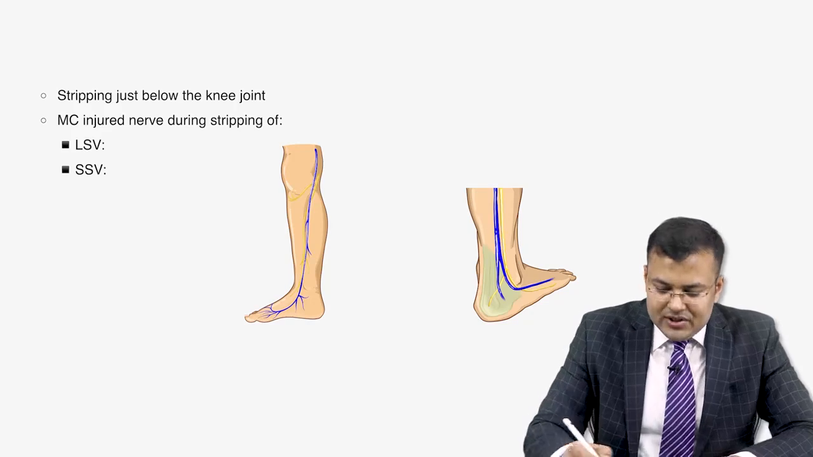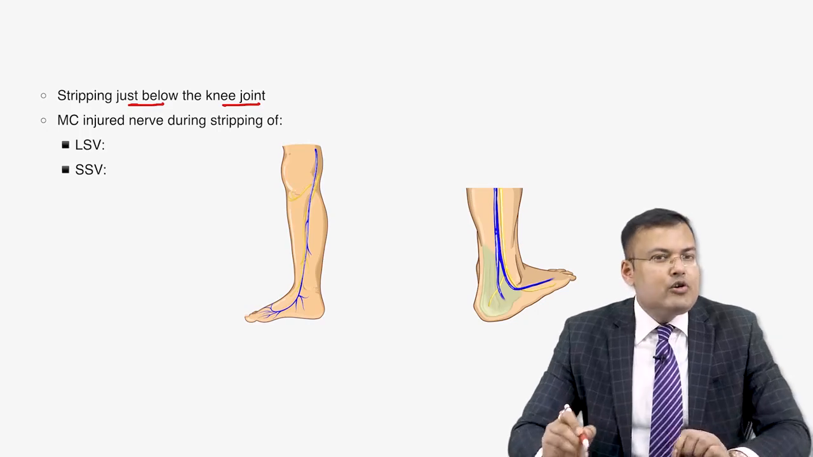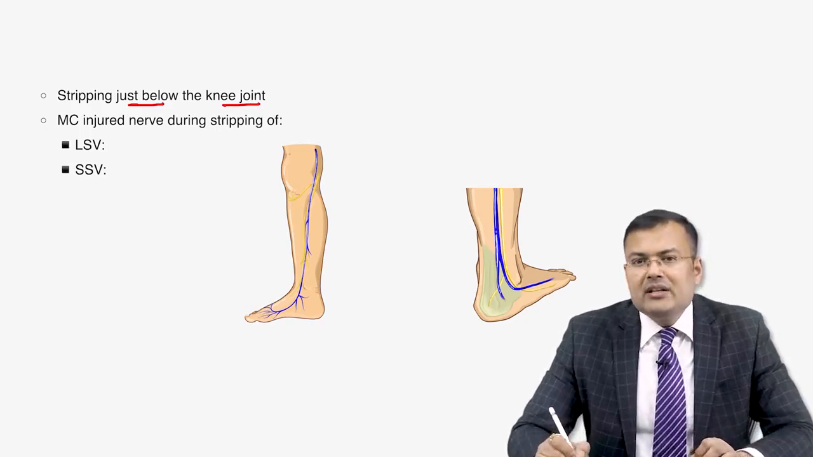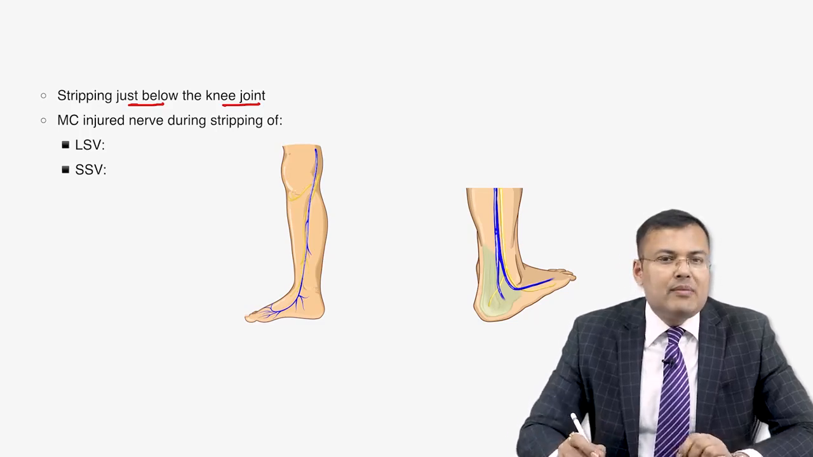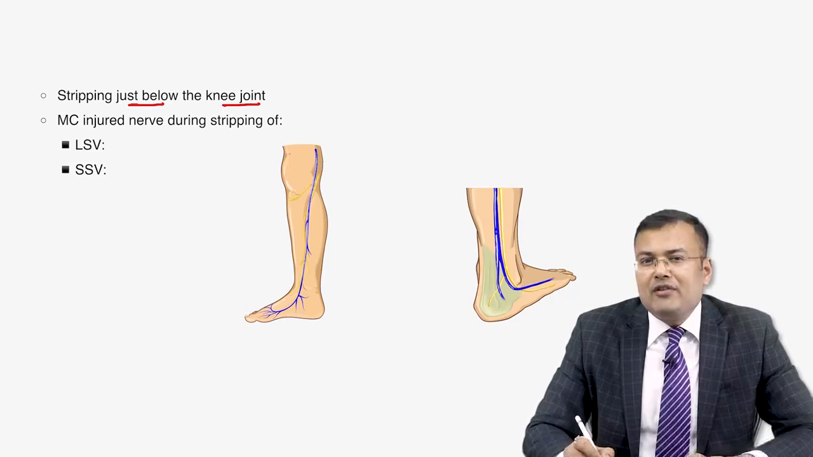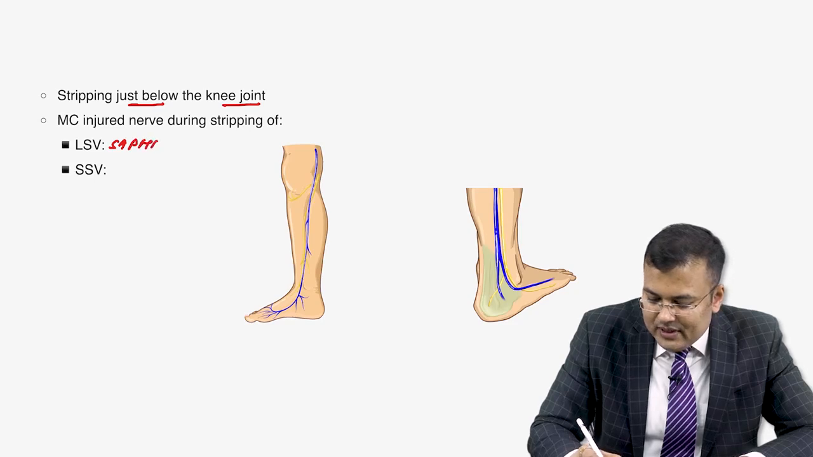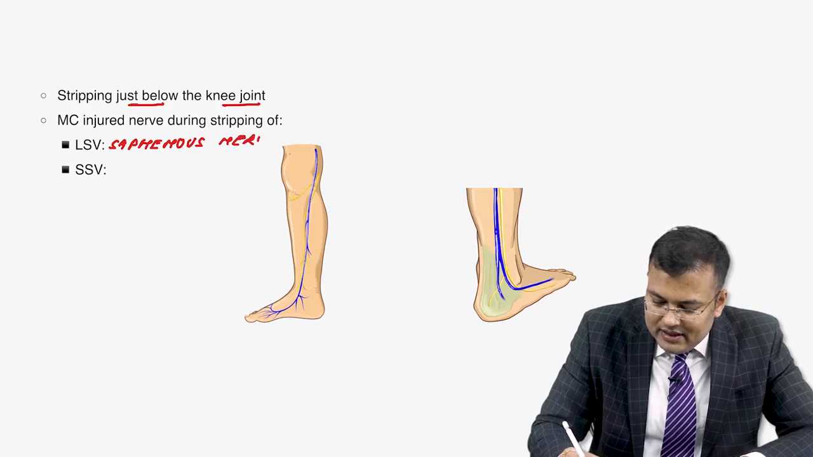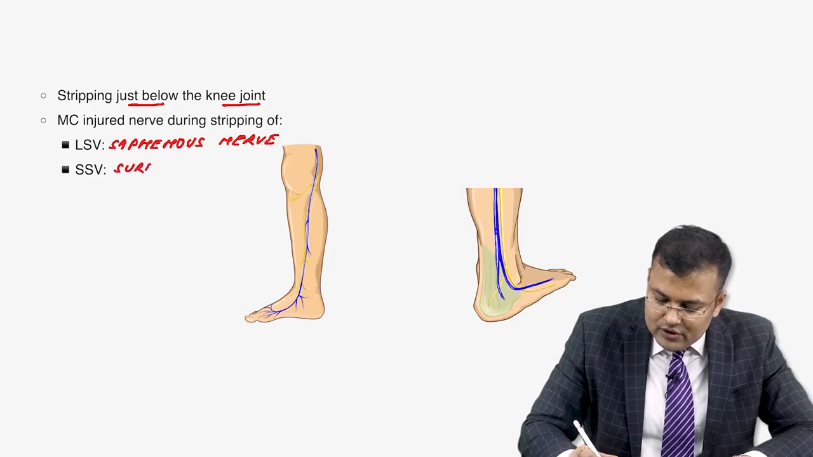After flush ligation, stripping is done just up to the knee joint. Whenever you perform stripping beyond the knee joint, what happens? There is injury to the most commonly injured nerve. During stripping of the long saphenous vein, there is injury of the saphenous nerve. Clear? And whenever there is stripping of the short saphenous vein, there is injury of the sural nerve. Sural nerve.